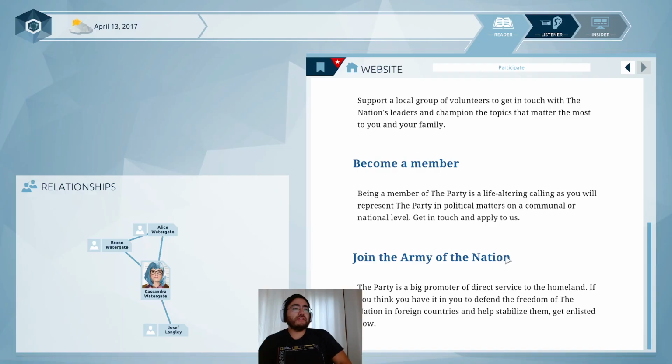Join the army of the nation, and you can join the army, become a soldier. The party is a big promoter of direct services to the homeland. If you think you have it in you to defend the freedom of the nation in foreign countries and help stabilize them, get enlisted now. So to get enlisted means to join the army.